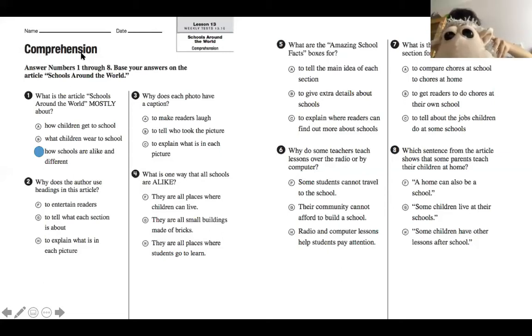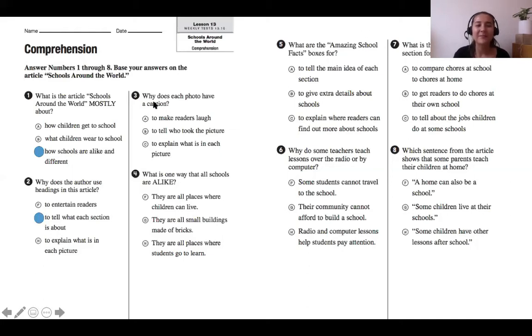Comprehension. Good girl. That's our heading. It's letting us know what it's going to be about. Okay, so this is the heading for these two pages, comprehension. It's going to let us know what the section is about. So the answer for this one is to tell what each section is about.